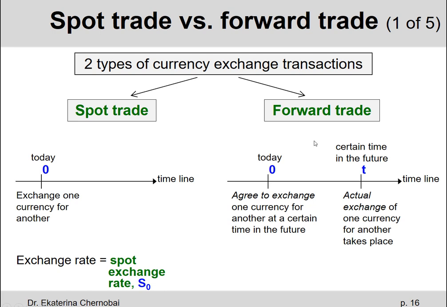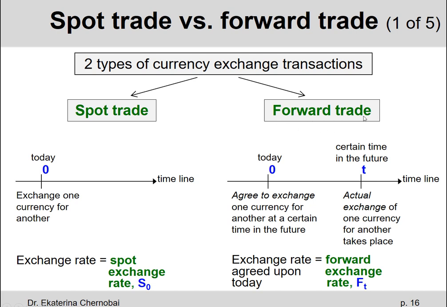Then the exchange rate that's locked in year 0 to be used at time t in the future as part of the forward trade is called the forward exchange rate. The notation is capital F, subscript lowercase t. So it's the exchange rate that's agreed upon today that will be used at time t in the future.